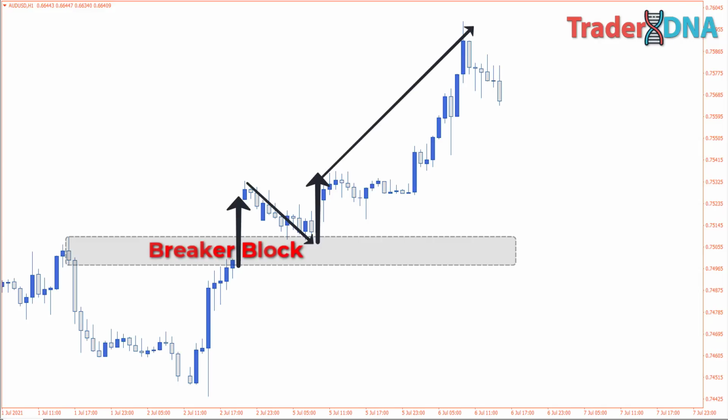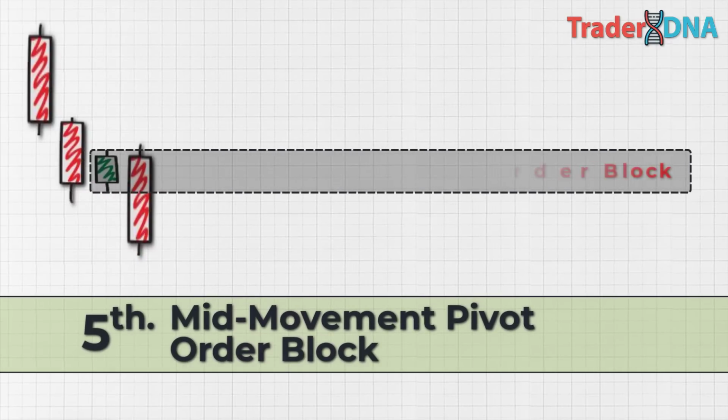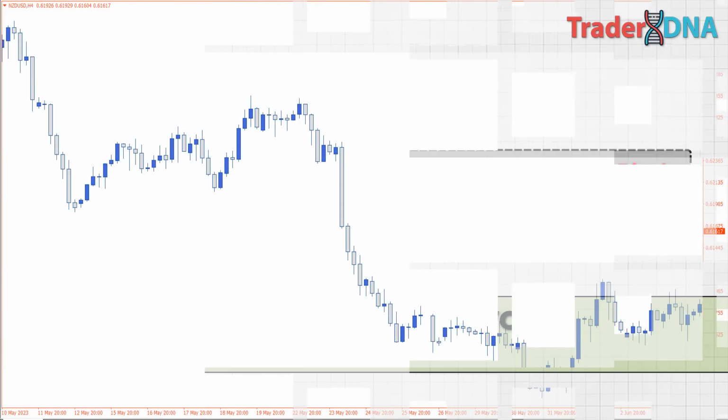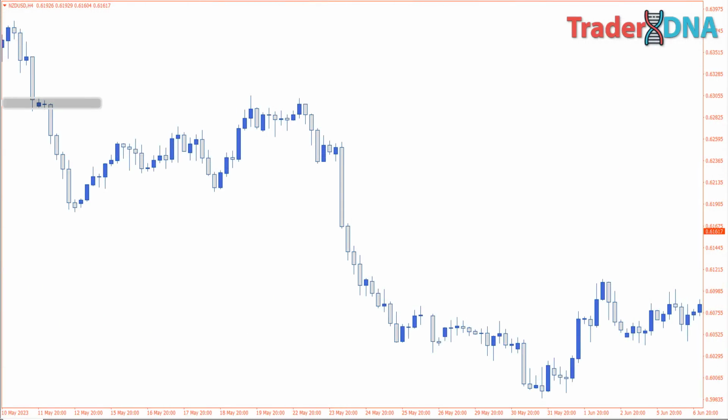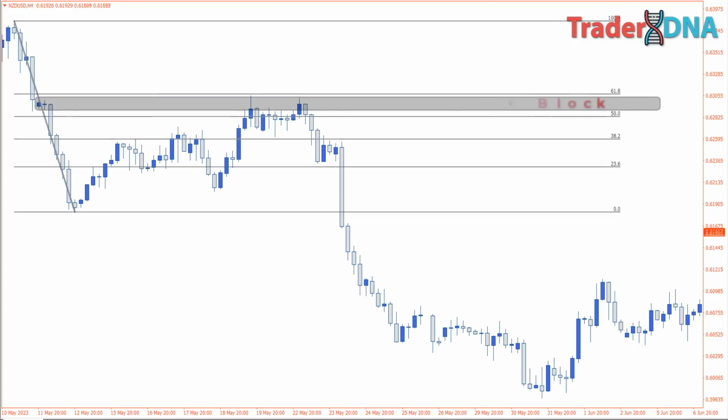Let's talk about the last type of order blocks, called mid-movement pivot order block. This type refers to candles with different colors, appearing in the middle of a strong upward or downward movement. These candles show a potential reversal signal, indicating a possible change in direction or a temporary break in the current market trend. The idea behind the formation of mid-movement pivot order blocks is that we see this zone as a potential area for a change in direction. Prices tend to turn around and shift direction after reaching this zone.